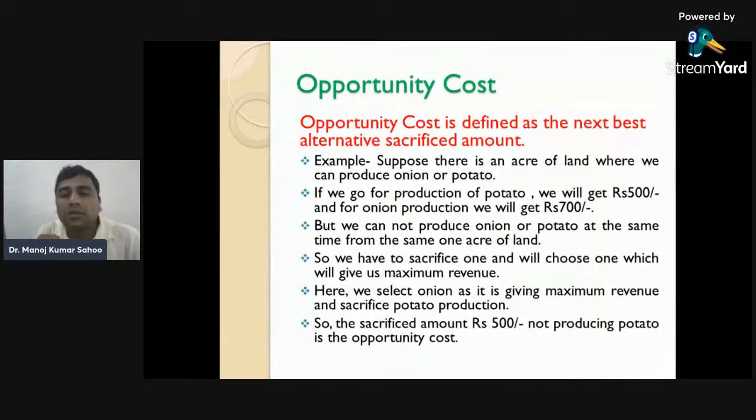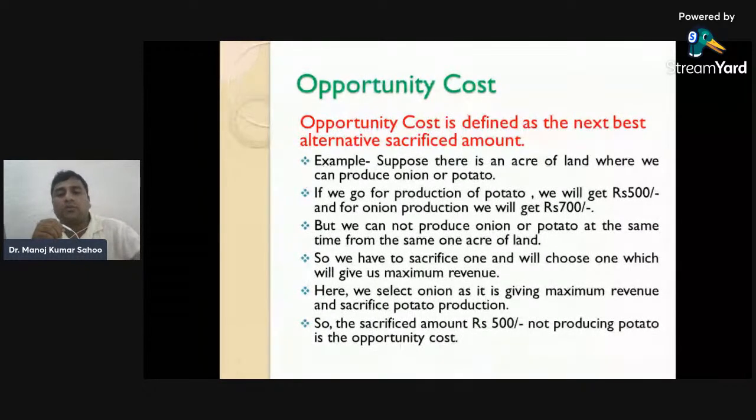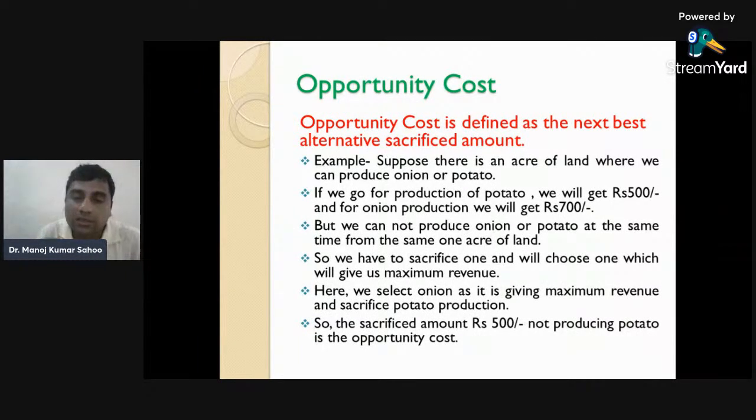Suppose we go for production of a potato and it will give us 500 rupees, and for onion production we get 700 rupees. But we cannot produce onion and potato at the same time from the same 1 acre of land. एक ही समय पर सेम लैंड से हम दो प्रोडक्ट को प्रोडक्शन नहीं कर पाएंगे, एक को सैक्रिफाइस करना पड़ेगा, दूसरे को सिलेक्शन करना पड़ेगा प्रोडक्शन के लिए. जिसको हमने सैक्रिफाइस कर दिया, that is known as the opportunity cost.